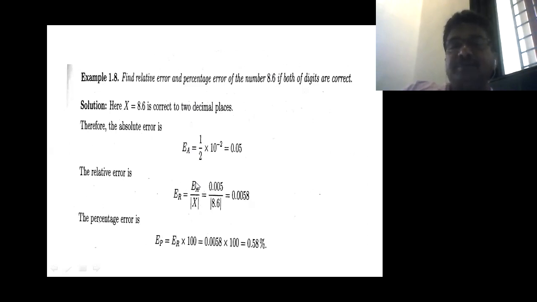Then the relative error is what? Absolute error divided by the true value, the value given. So write 0.5 divided by 8.6. Calculate the answer using a calculator. And then the percentage error is what? The relative error into 100. So take 0.5 divided by 8.6, calculate this number, and then this number, the relative error, into 100 is the percentage error. Find it by using a calculator.